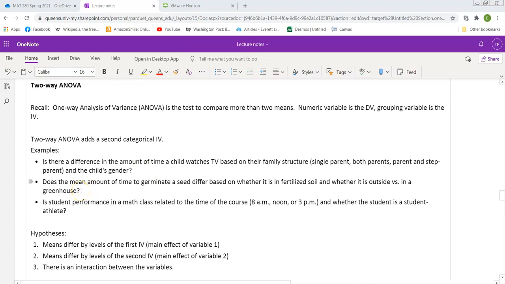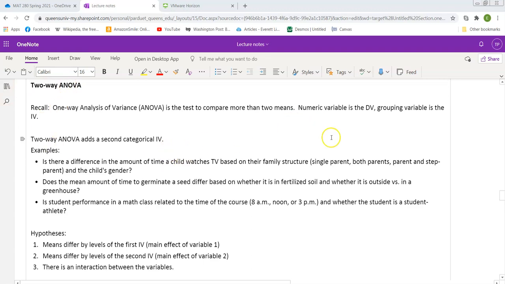I've got another example here. Does the mean amount of time to germinate a seed differ based on these two variables? One variable would be whether it's in fertilized soil, yes or no, and whether it's in a greenhouse, yes or no. So that would be two variables, each of which would have two levels.